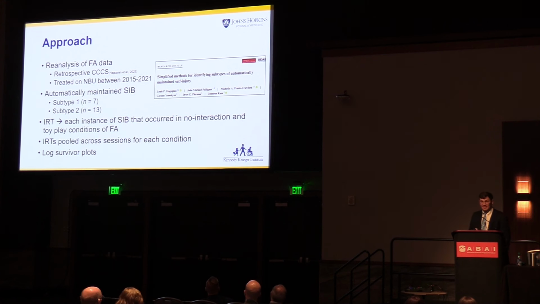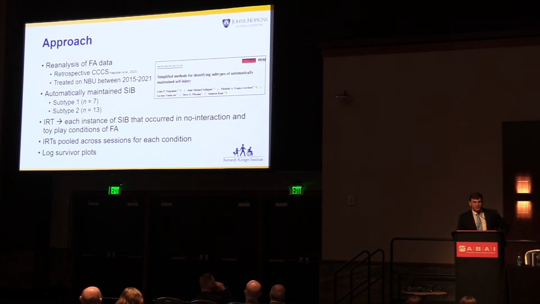So in terms of the data set that I'm going to be talking about today, it was obtained from a retrospective consecutively controlled case series study published in the Journal of Applied Behavior Analysis last year. All these individuals were treated on the neurobehavioral inpatient unit at the Kennedy Krieger Institute from 2015 to 2021. We have 7 individuals with subtype 1 SIB and 13 with subtype 2 SIB.